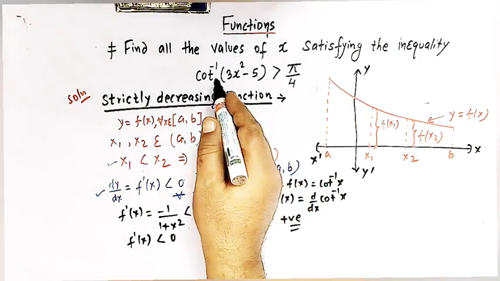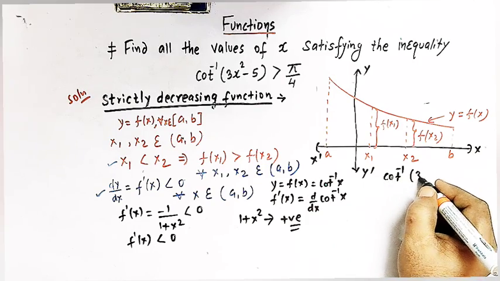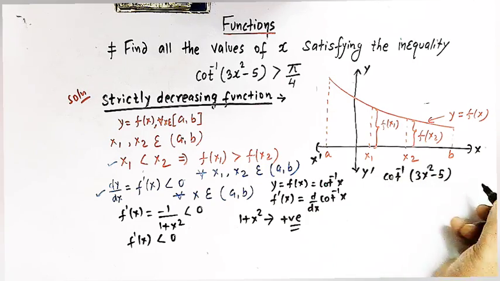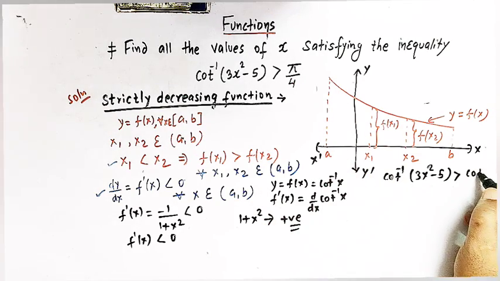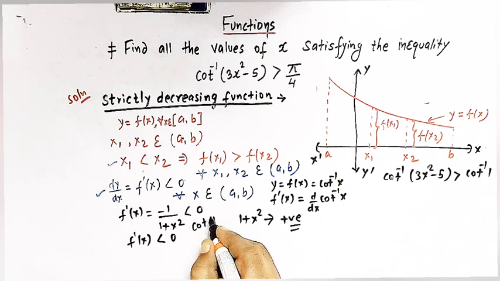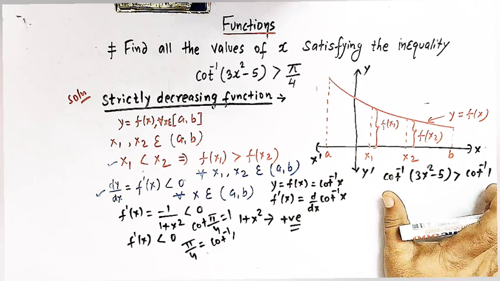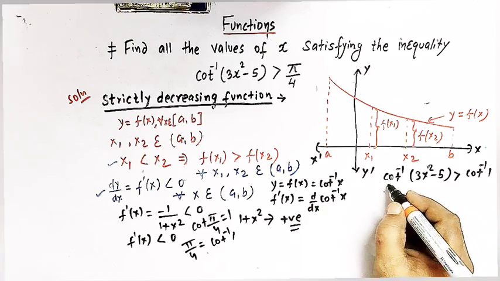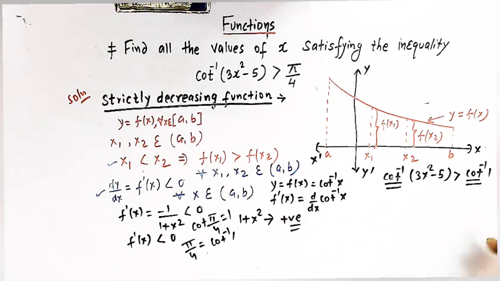Now let us come to this inequality. So here we have cot inverse of 3x square minus 5 greater than pi by 4. Now pi by 4 can be replaced by cot inverse 1, because we know that cot pi by 4 is equal to 1. So we can write pi by 4 is equal to cot inverse 1. Right. Now let us closely look at this inequality, and on both sides we have a cot inverse function, right?